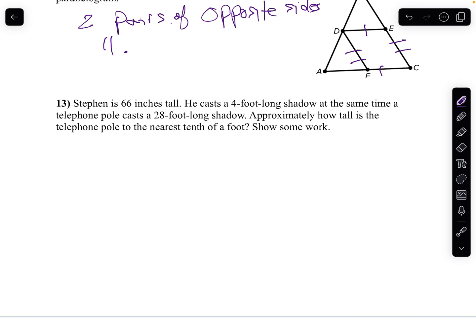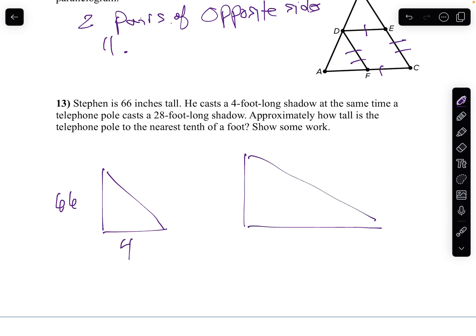Now in question 13, we're told Stephen is 66 inches tall, and he casts a 4-foot-long shadow. At the same time, a telephone pole casts a 28-foot shadow. So my telephone pole is bigger, obviously. It's 4 times as big, isn't it? Because if I take 4 times 7, I get 28.